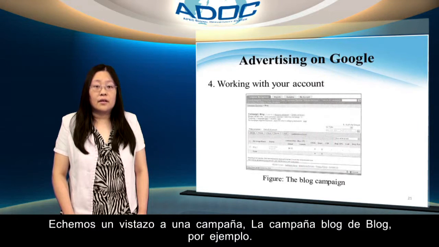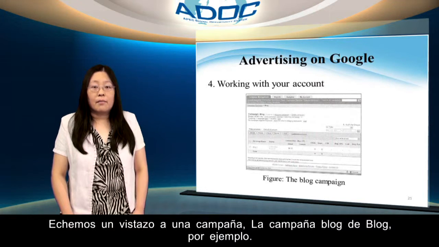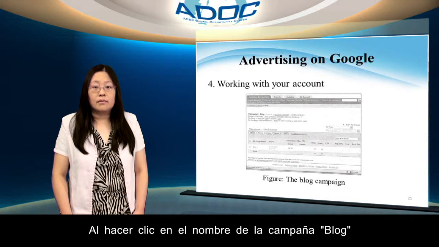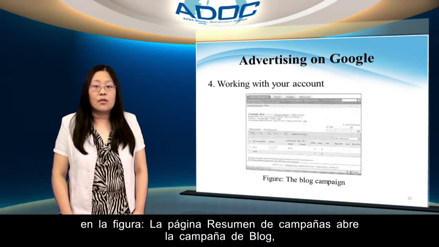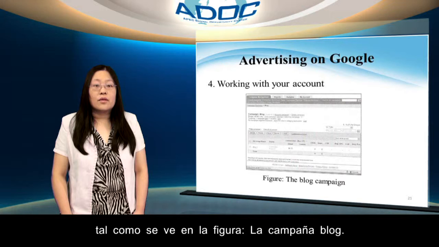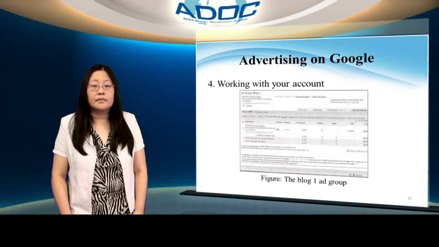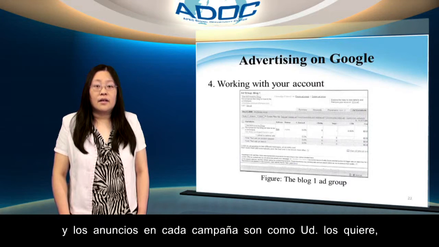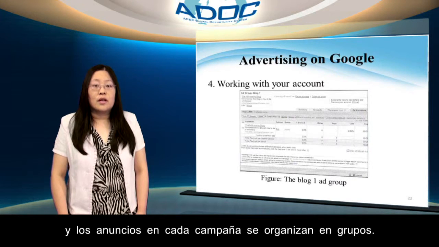Let's take a look at a campaign, the blog campaign, for example. Click the name of the campaign, Blog, in the figure. The campaign summary page opens for the blog campaign, as you see in the figure. Each campaign is composed of as many ads as you want, and the ads in each campaign are organized into groups.